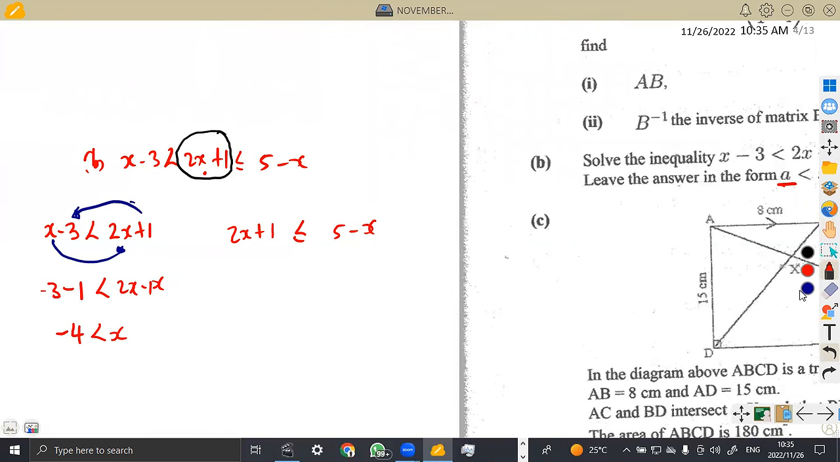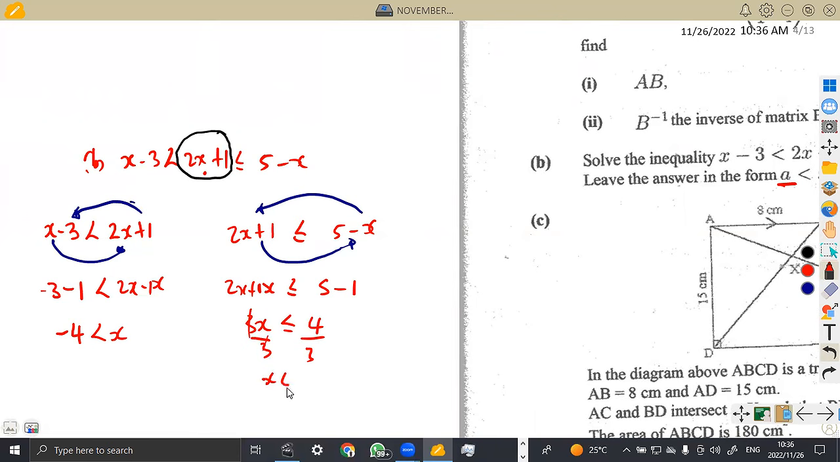On the other side, we do the same. Transpose the minus x to this side, it is going to be positive x. So here we're going to have 2x plus x is less than or equal to, transpose 1 to the other side of the equation, it's going to be a negative 1, so 5 minus 1. So 3x, if we add properly, 2 plus 1, is less than or equal to 4. Divide by 3 both sides. So x is less than or equal to 4 over 3.